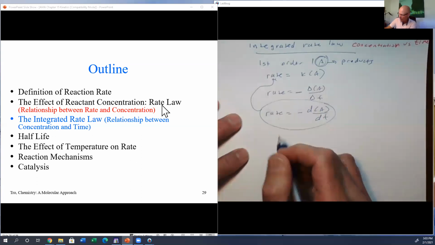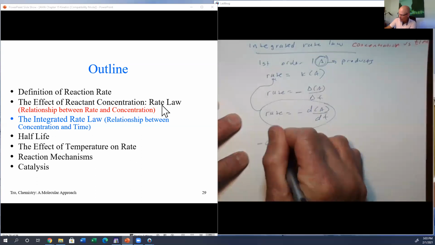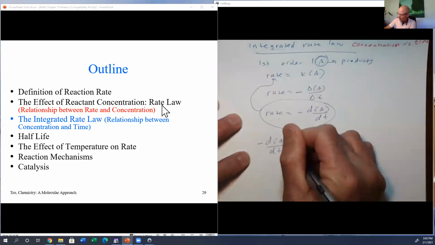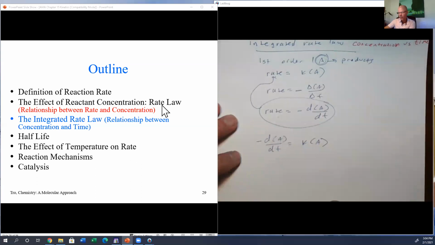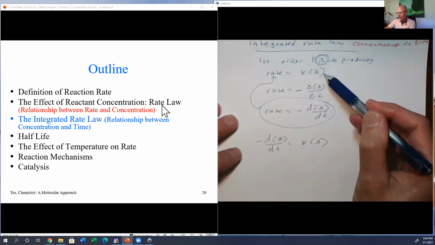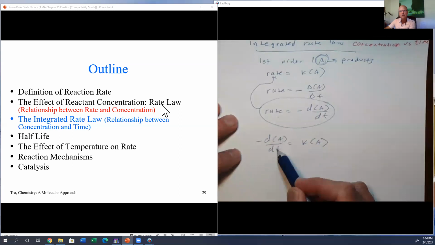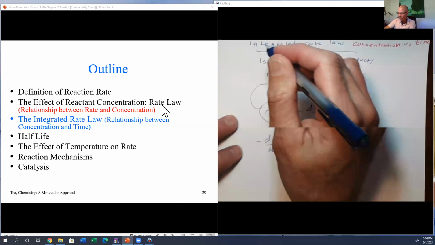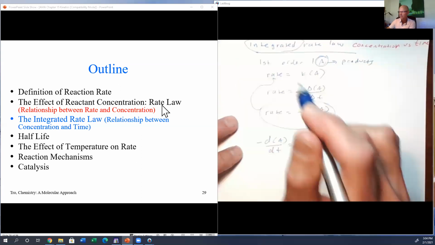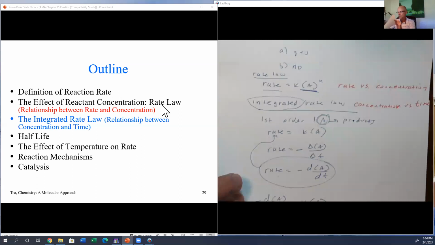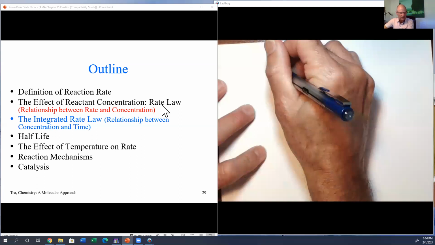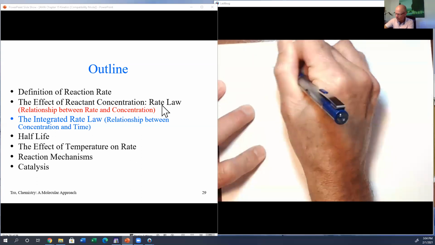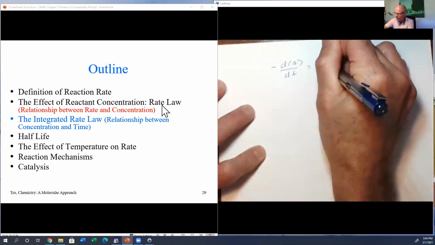So what do I get? Minus dA dt is equal to kA. That's just my rate law with the definition of rate plugged in. Now, what I want to show you is how we get to the integrated rate law. Let me go to another page and copy this: minus dA dt is equal to kA.